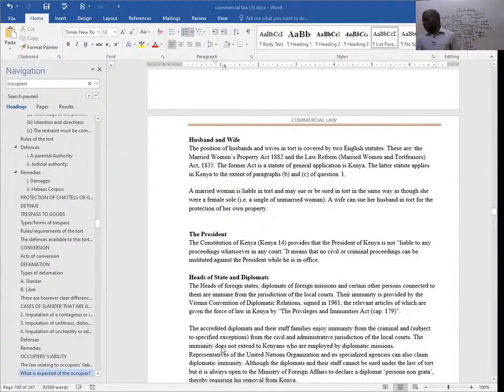Accredited diplomats and their staff and families enjoy immunity from criminal, civil or administrative jurisdiction of the local courts. The immunity does not extend to Kenyans who are employed by diplomatic missions. So, for example, if you work for a diplomatic mission, it doesn't mean that you're immune from court proceedings. You are simply an employee there, so you can still be held responsible.